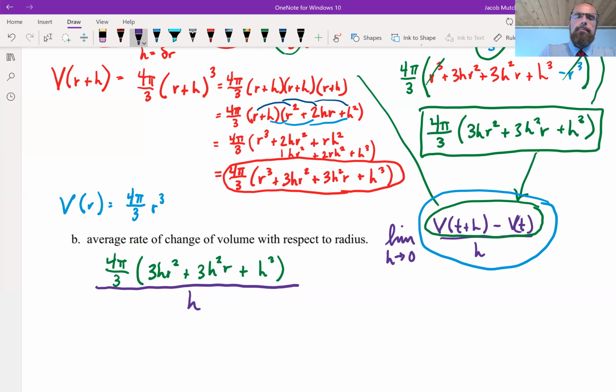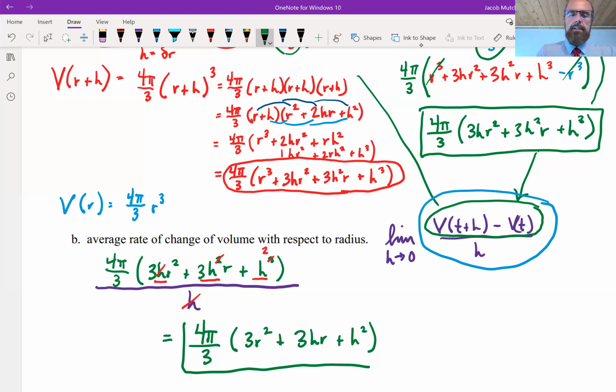And I see automatically that I've got some cancellations because each of my terms within that parentheses group includes a factor of h. So I'm going to cancel the one below and one each here. So h cancels, h squared leaves just h, and then h cubed leaves h squared. So my average rate of change here is going to simplify down to 4 pi over 3 times 3r squared plus 3hr plus h squared.